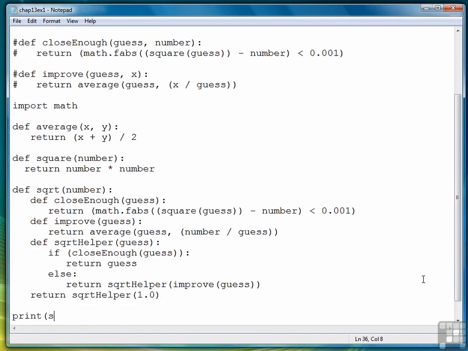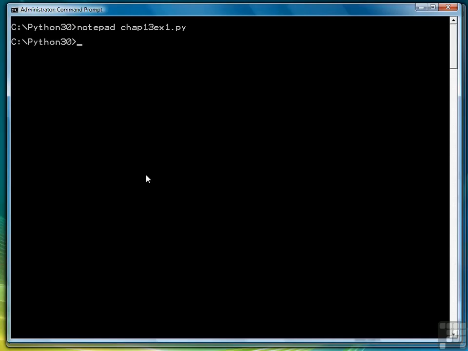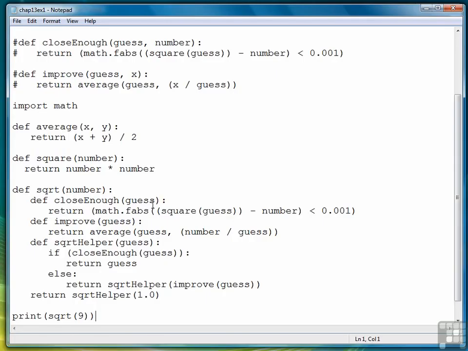Print square root 9 to start with. Save it again. Come back to our command prompt. And there's the square root of 9 using Newton's method. Let's find another square root. We'll do 144.